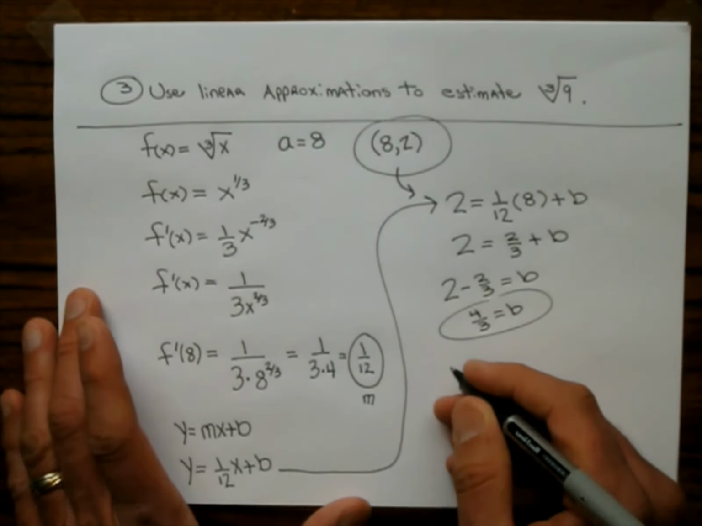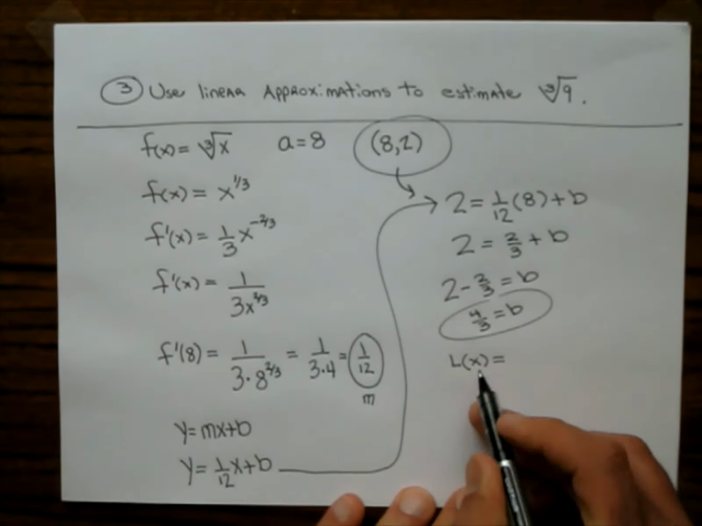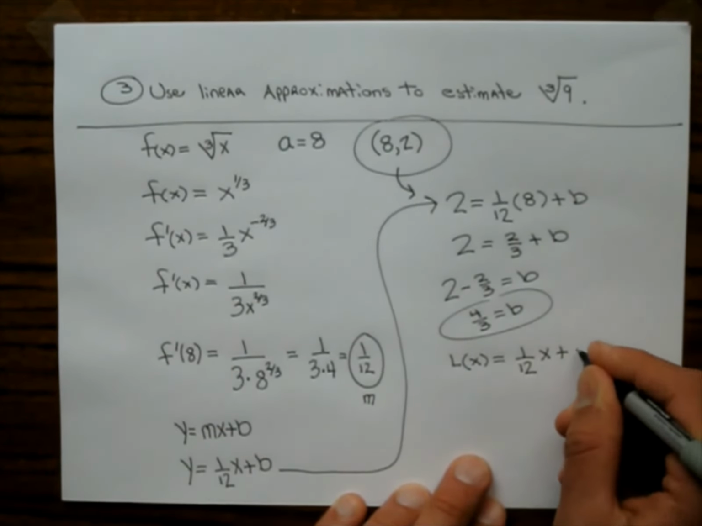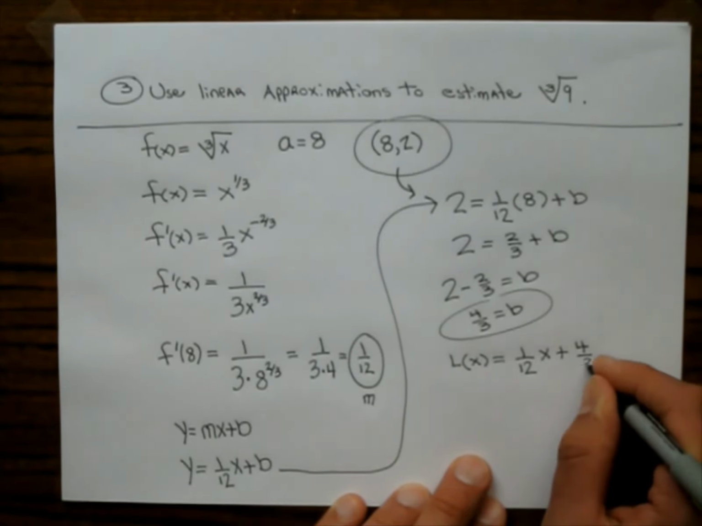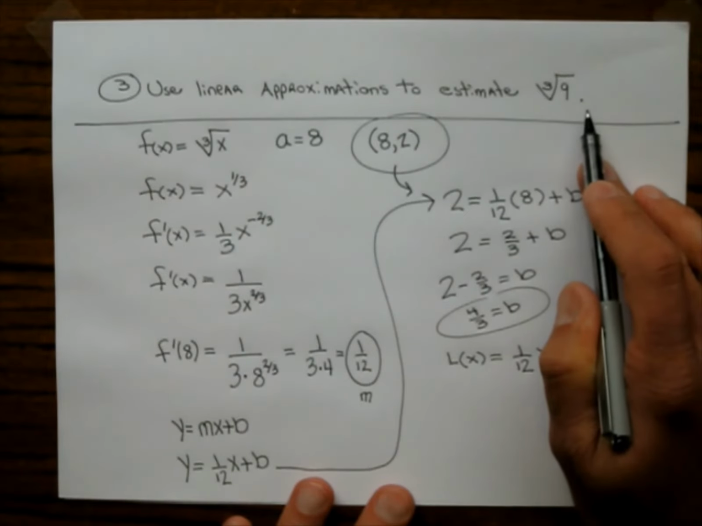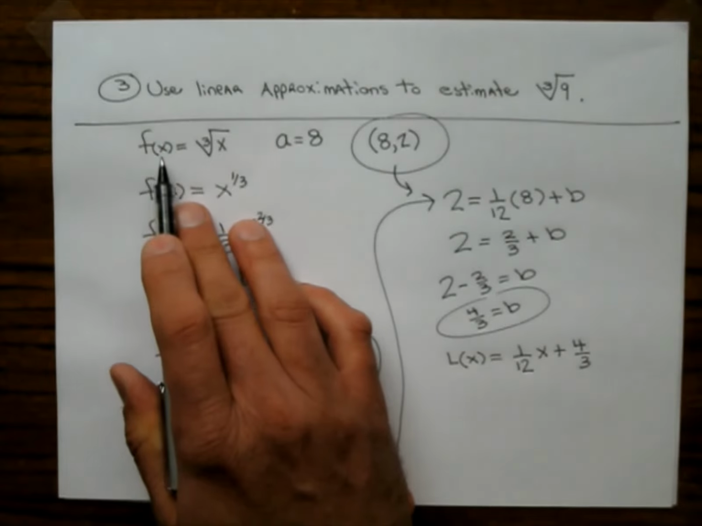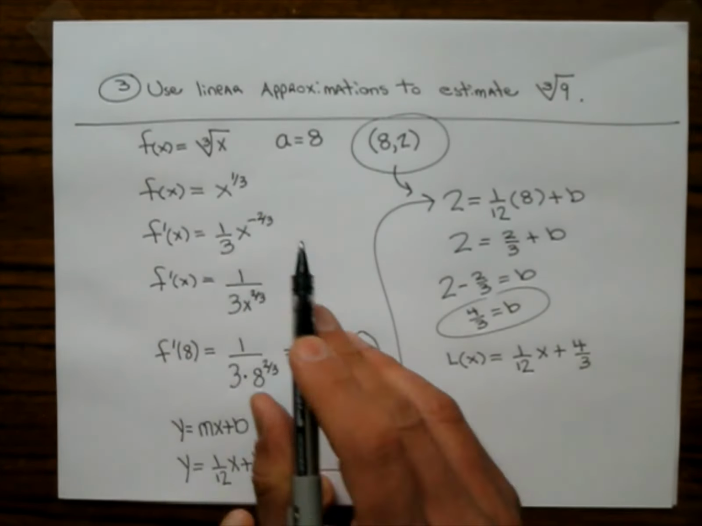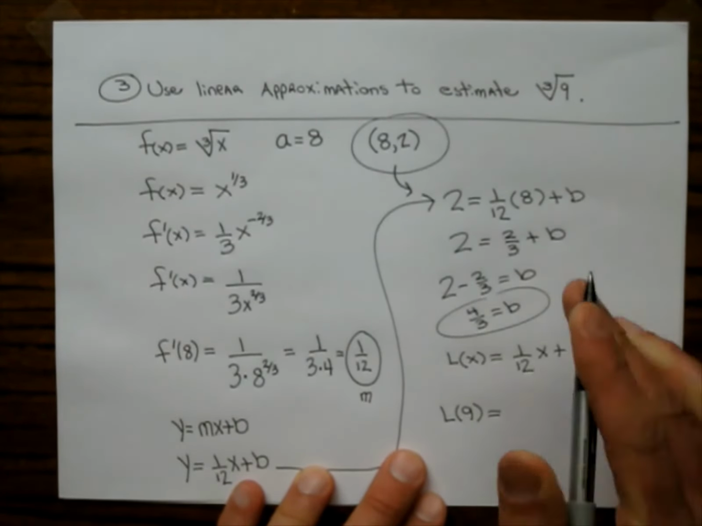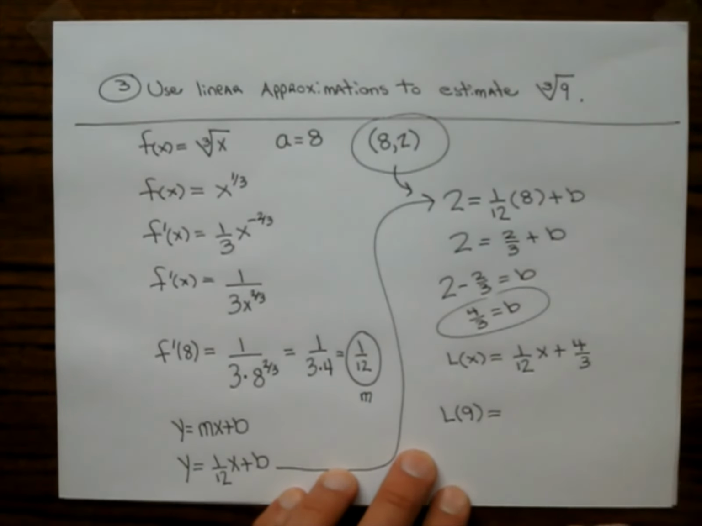So I now know what b is, and of course I know what m is. I'm going to write the linear approximation, which is just the tangent line, and I'm using this fancy notation: L of x equals 1/12 x plus 4/3. Now, this f of 9 is something that's very hard to do. I'm going to go L of 9 and get an approximation of the cube root of 9. I'm picking the 9 because I have that up there. So what does this give me?